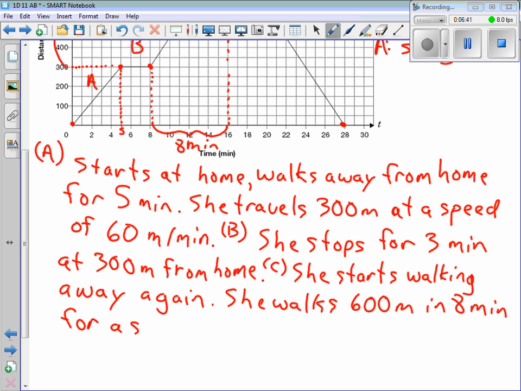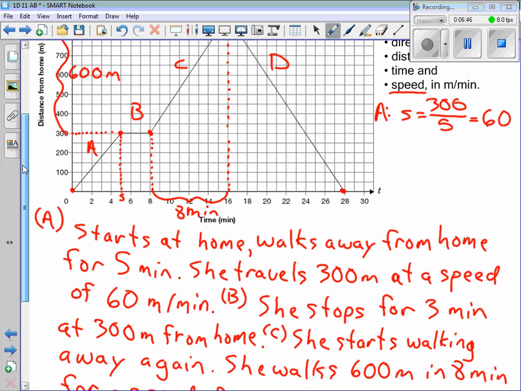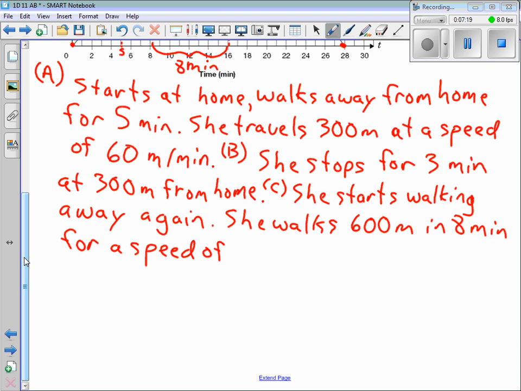For a speed of, and we want to calculate her speed. In section B, we knew what her speed was. It was 0. Section C, S equals, she went 600 meters in how many minutes? 8 minutes. We punch this into our calculator, and we get 75. So her speed was 75 meters per minute.